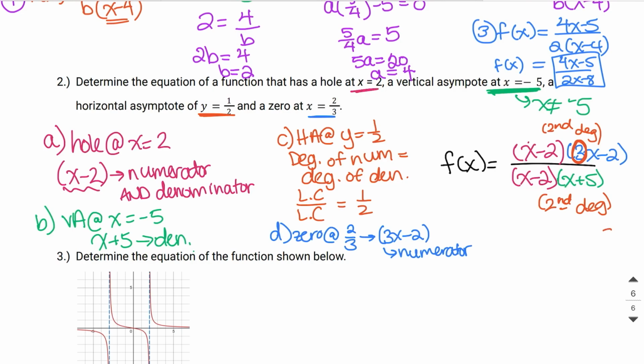So right now our leading coefficients are 3/1, but we want our leading coefficients to be 1/2. So what I could do is change this one to a 6, and then 3/6 becomes 1/2. So because I have this 3 already here, I just need to put a 6 in front right here, and then that will be the equation of my function. Let's verify to make sure it's right.